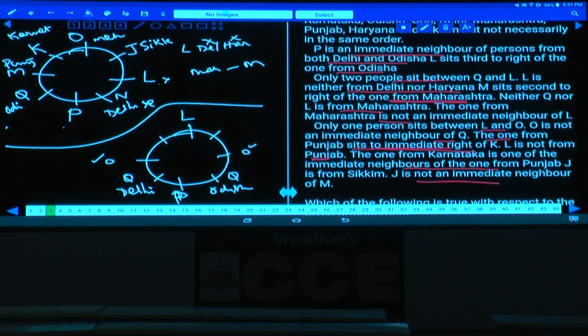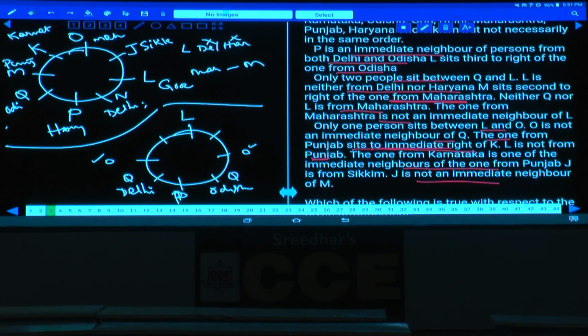If N is here, tell me what are the states left over? Delhi done; Odisha, Punjab, Karnataka, Maharashtra, and Sikkim done. And this person L cannot be from Haryana. As L cannot be from Haryana, P is from Haryana. As P is from Haryana, L is from Goa.